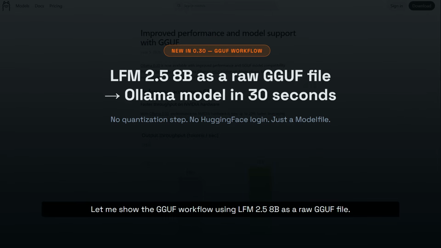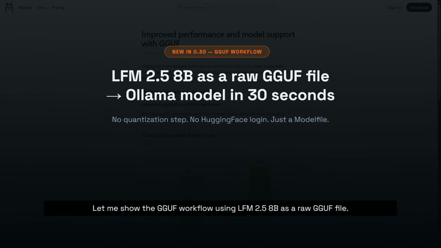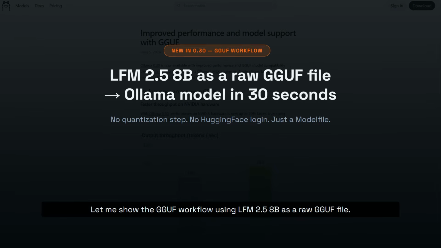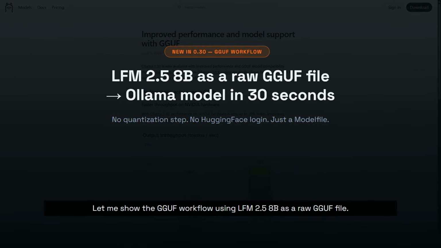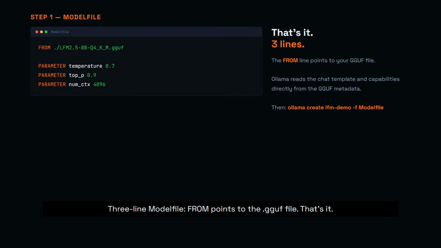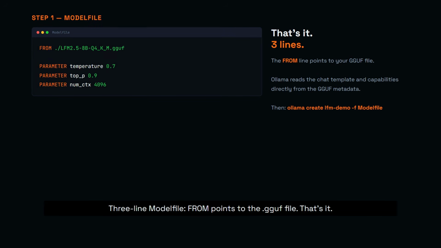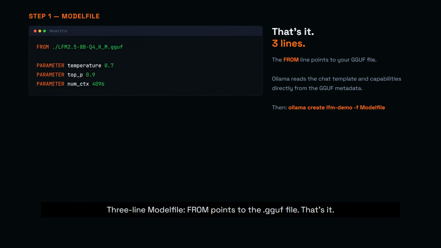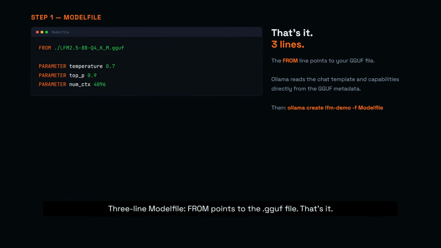Let me show you the GGUF workflow. I have the LFM 2.5 8 billion model as a raw GGUF file. Creating an Ollama model from it takes a 3-line Modelfile. The FROM line points to the GGUF file path. Add your temperature and context window. That is it. Now run ollama create with a name and the Modelfile, done. 30 seconds and the model is registered.